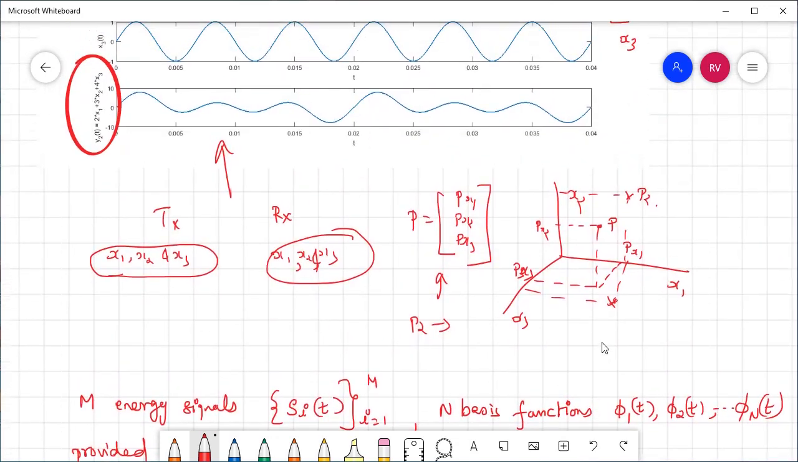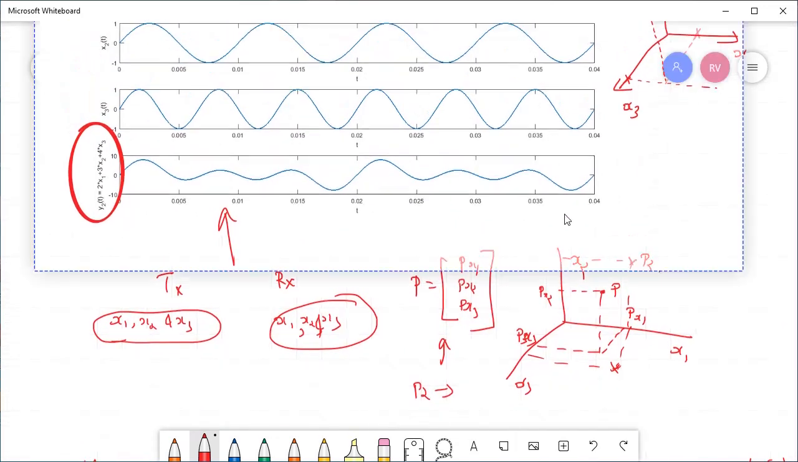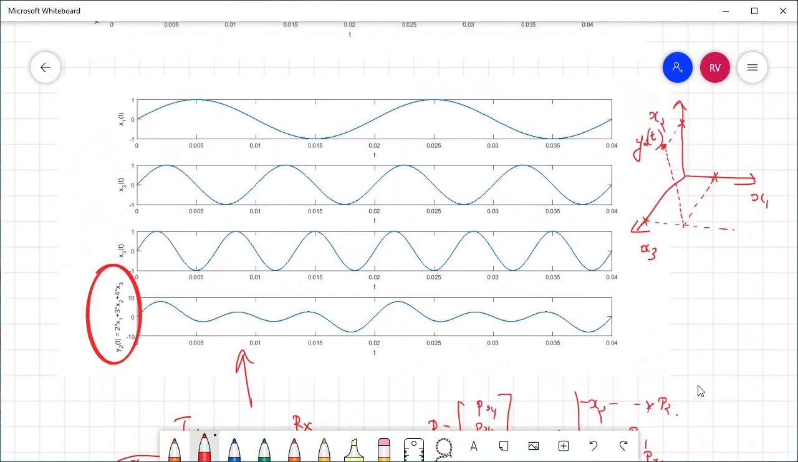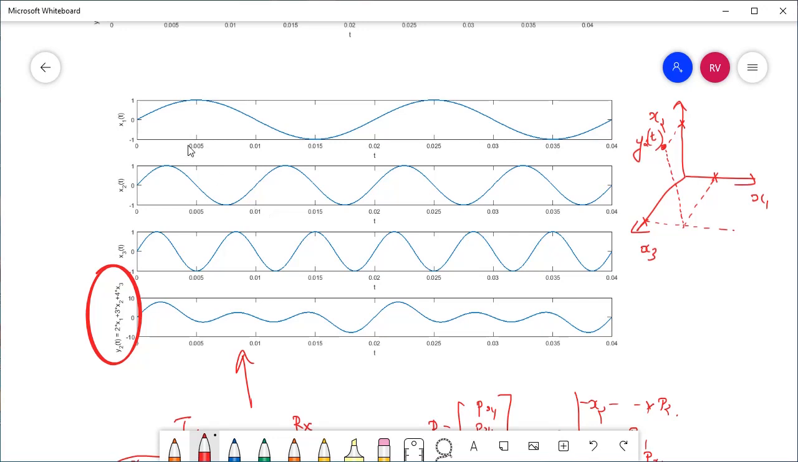In this case we had basis functions x1 to x3 and we added them together with these scaling factors 2, 3 and 4, and obtained a signal y2. Now this is actually synthesis. We combine the signals to form a new signal, synthesis.